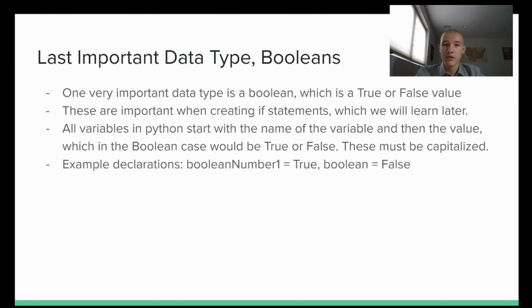All variables in Python start with the name of the variable and then the value, which in the Boolean case would be true or false. These must be capitalized to be Boolean values. If lowercase, Python will give you an error. It doesn't recognize lowercase Boolean values. Example declarations would be Boolean number 1 equals True and Boolean equals False. They don't have quotation marks around them to be Boolean.